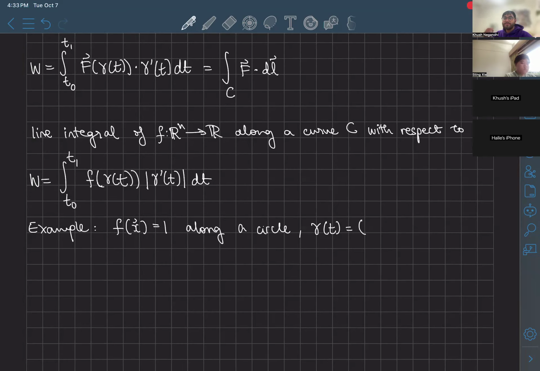And I know a parameterization for a circle is simply the radius times cosine of t, r sine t.